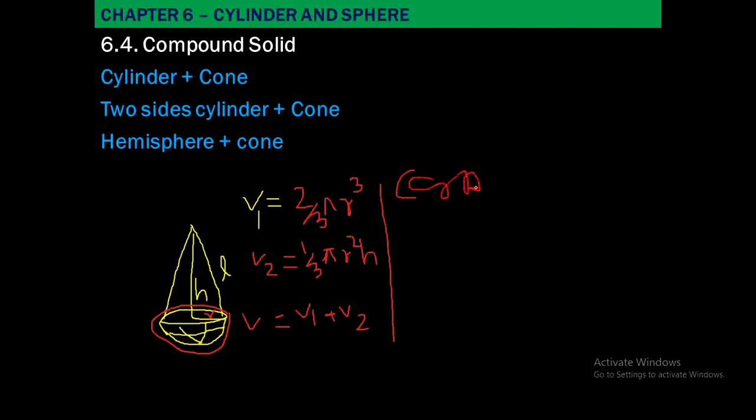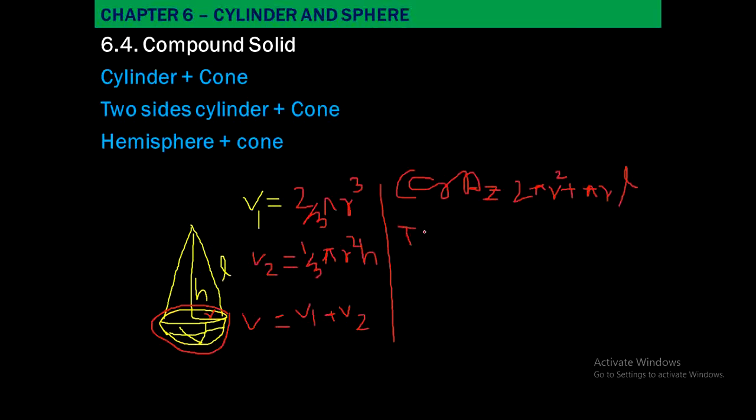Now CSA. CSA, that is curved surface area of the semisphere or hemisphere plus curved surface area of cone, that is 2 pi r square plus pi rl, that is CSA of hemisphere plus cone.